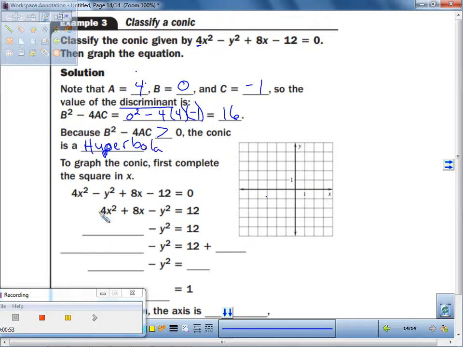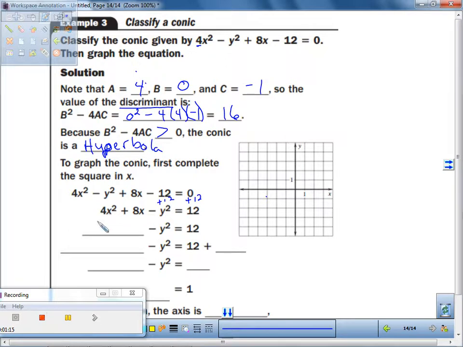Now what we're going to do is get this equation in standard form so that we can graph it. The first thing you notice here is that they've gotten the x's together and the y's together and moved the 12 over. So they added 12 to get to here. Now we have 4x squared plus 8x minus y squared is equal to 12.